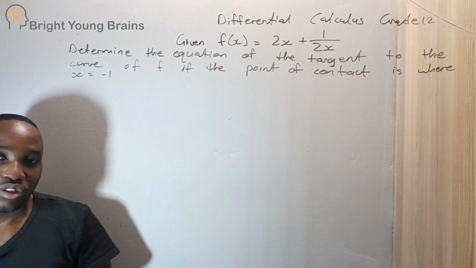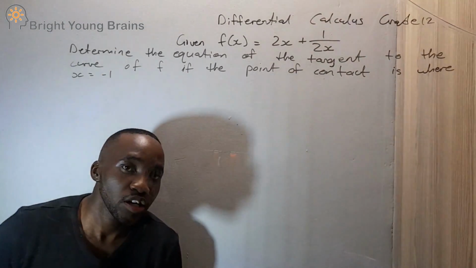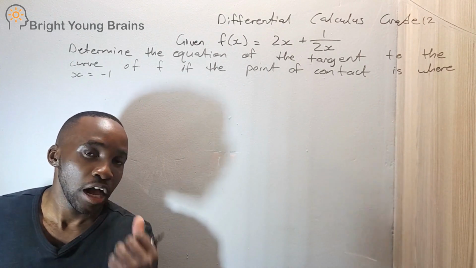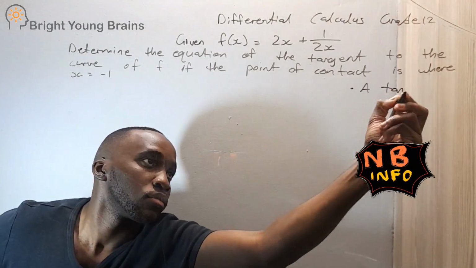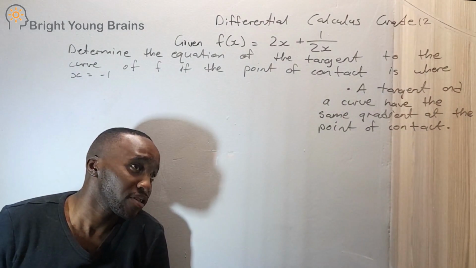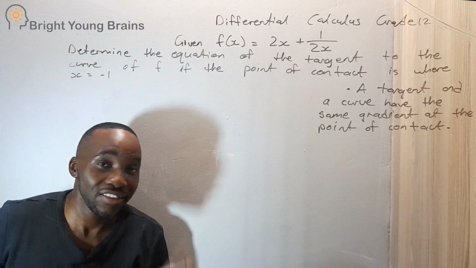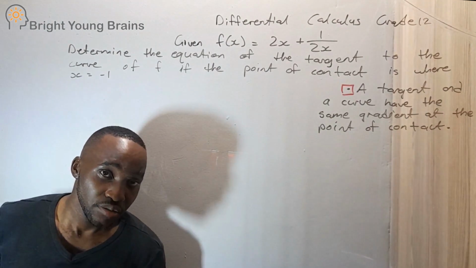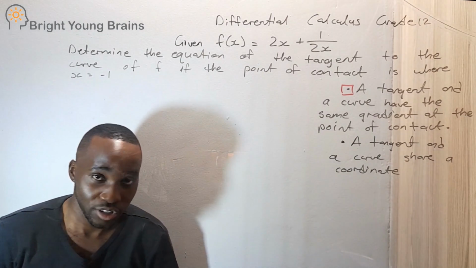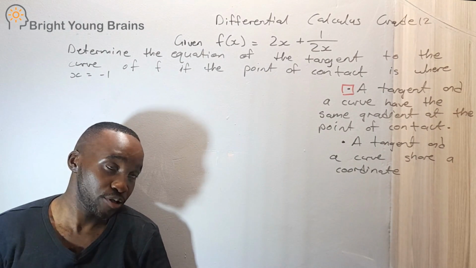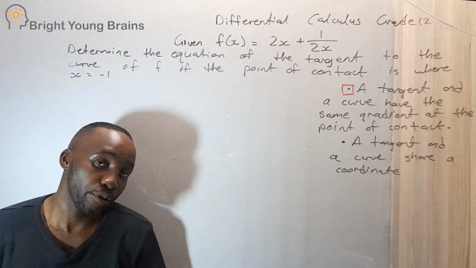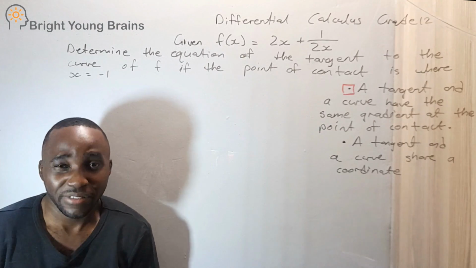Now the big idea here with a question like this one is anytime you work out the equation of a tangent to a curve, you need to remember two main things. Those two main things are: a tangent and a curve have the same gradient at the point of contact. That's the first thing. The second thing is that a tangent and a curve share a coordinate. The coordinate that they share is the coordinate at the point of contact. Where they meet, they'll have the same coordinate.